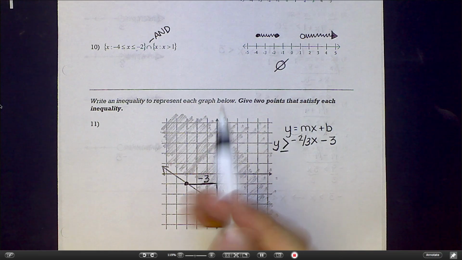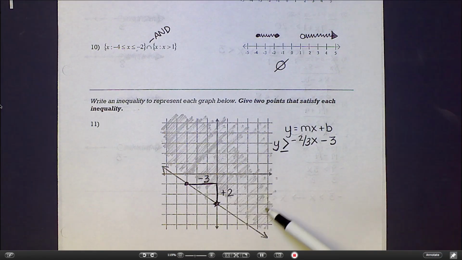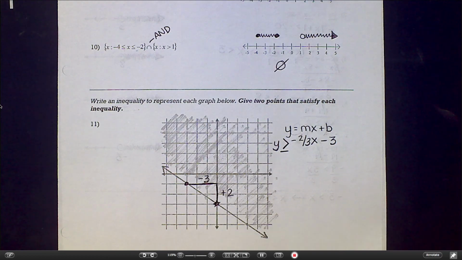So that's what it's asking when it says write the inequality. Now, to give 2 points that satisfy the inequality, that means I just want to give 2 coordinates that are in the solution set. And the solution set is everything here that's shaded. So you can pick any 2 points you want.